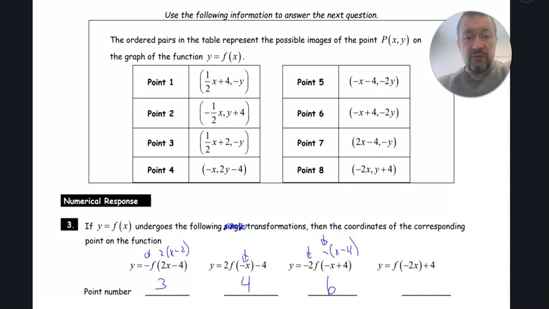For this last one here, I've got f(-2x) plus 4. The only part that's affecting the vertical or the y coordinate there is going to be that plus 4. So I'm looking for points that are adding 4 to the y, and that's either going to be point 2 or point 8. And then inside here, I'm looking at a horizontal reflection, so a negative sign, and then a horizontal stretch by a factor of 1/2. Remember, to get the x by itself, I'd have to divide out by that 2, so it's going to give me that 1/2 there. And I knew it was either point 2 or point 8. In this case, it would have to be point 2.